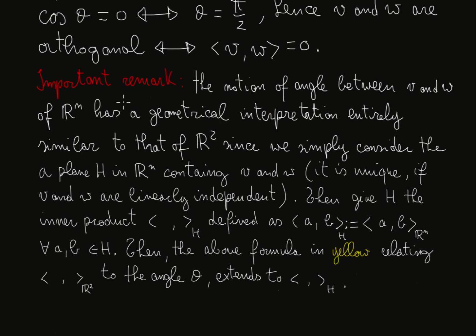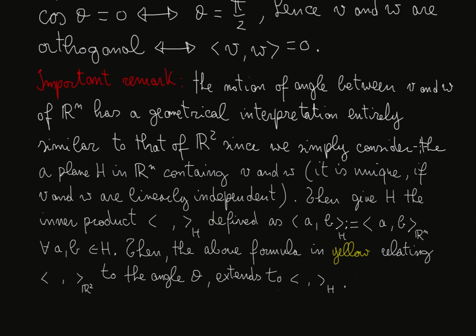The second important remark is the following. The notion of angle between v and w of Rn has a geometrical interpretation entirely similar to that of R squared. So far we have used the fact that the vectors we were taking the inner product of were vectors of R squared, and now we want to extend the same relation between angle and the scalar product to arbitrary vectors in Rn and not just R squared.